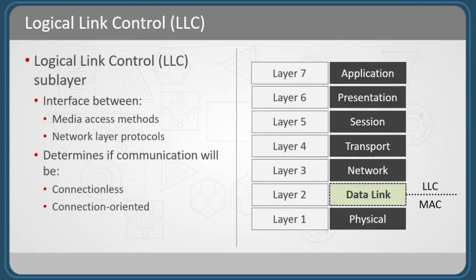Now, as the OSI model developed, the data link layer was subsequently divided into 2 sublayers, or subcomponents, if you will. The LLC, which is the logical link control sublayer, and the MAC sublayer, or media access control. Looking first at the LLC, this provides an interface between the media access methods, which are down at the physical, and the network layer protocols, which are above it in layer 3. So it's just a way to pass data from one to the other, but it also determines at this point if the communication is going to be connectionless or connection-oriented.